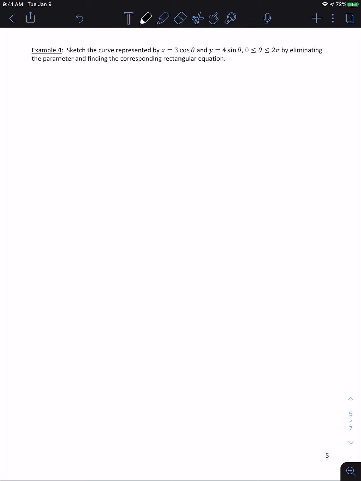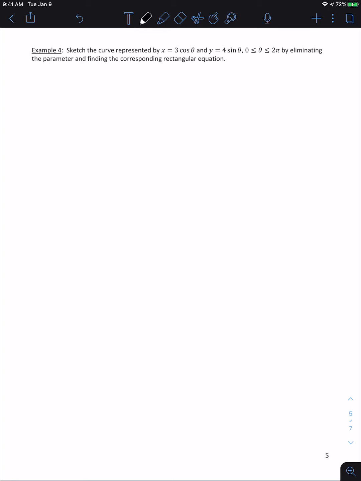Okay, so in this case our parameter is no longer t, it's theta. But again, t or theta, it doesn't matter, that's just a variable, right? And so normally what we would do is typically we solve one of the equations for our parameter and then plug it into the other equation, right? That's kind of the method we looked at in the last two examples.